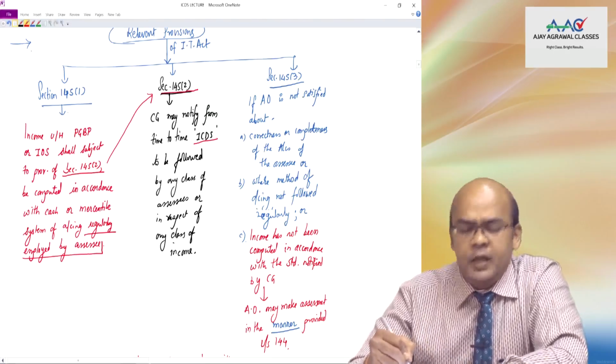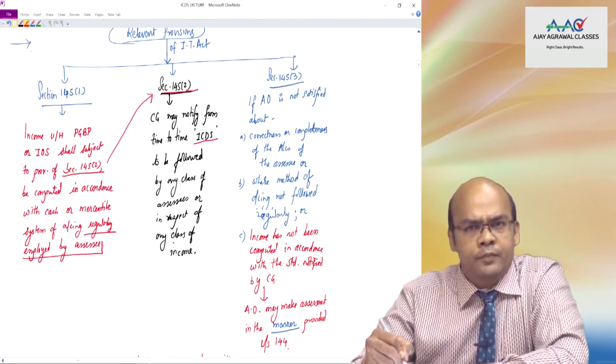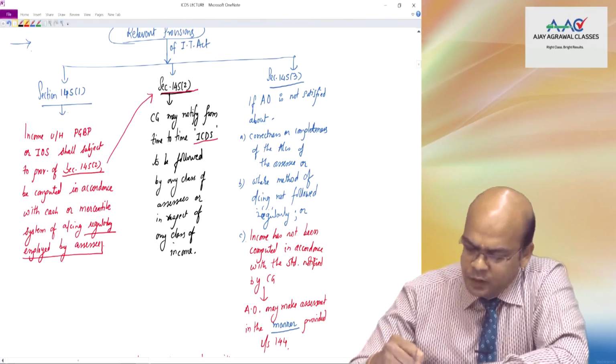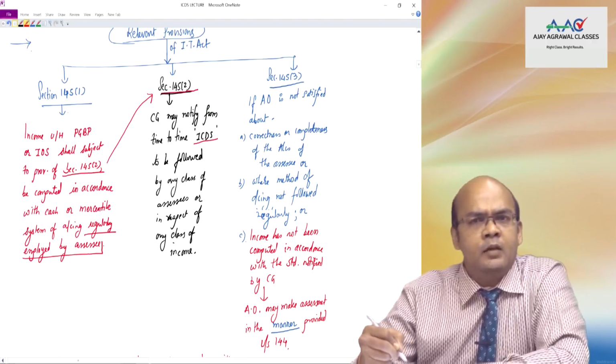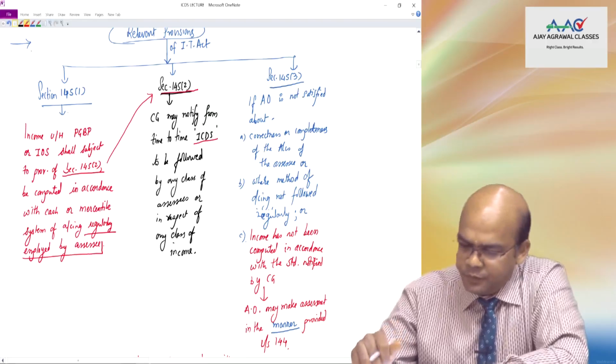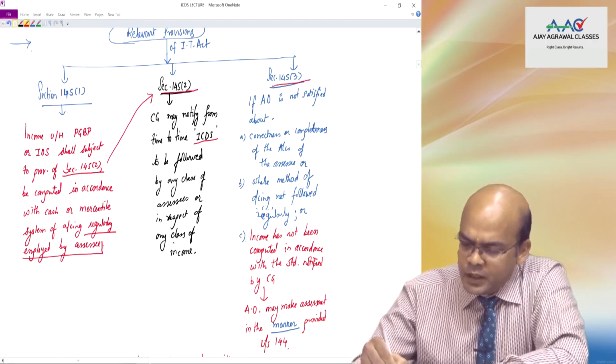Fine. For example, here individual and HUF are excluded. Okay? Or in respect of any class of income. For example, we covered only PGBP and IOS. Fine. Now, 145 subsection 3 is what?